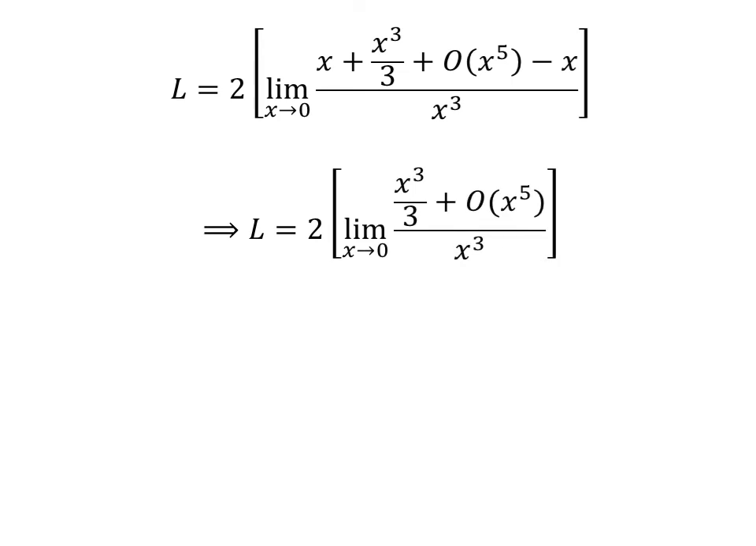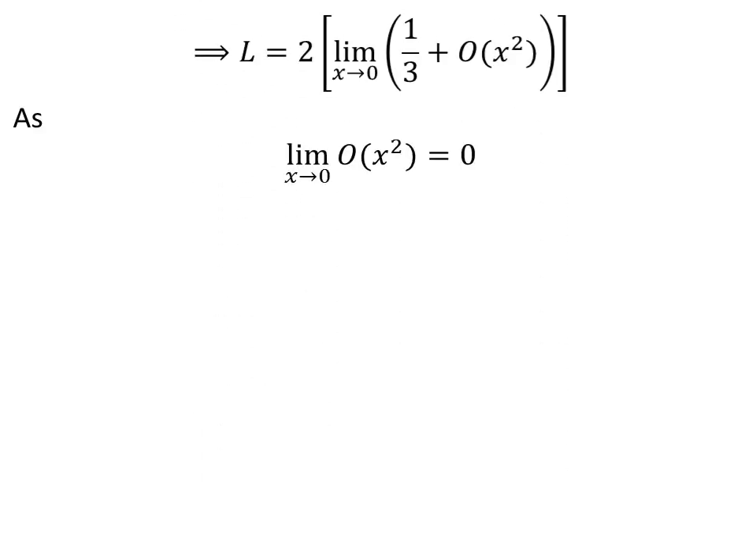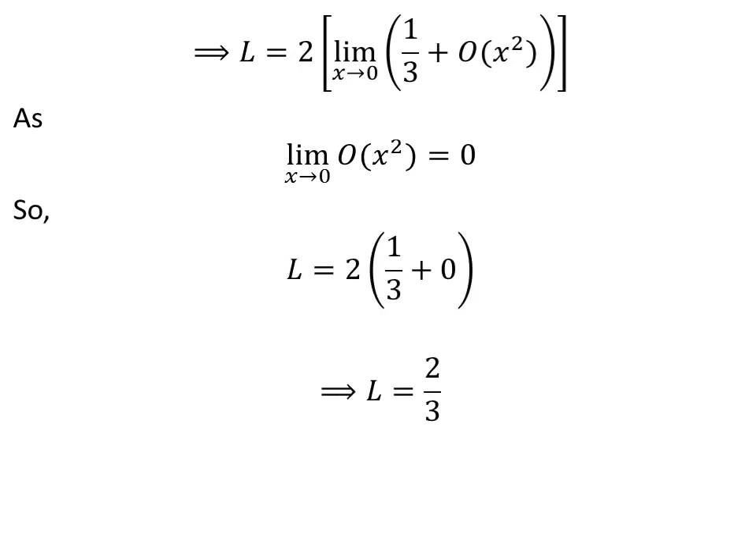Further simplification gives us L is equal to 2 times limit of cube of x upon 3 plus remainder function of x raised to the power of 5 upon cube of x as x approaches 0. Cancelling out the common factor cube of x in the numerator and the denominator gives us L is equal to 2 times limit of 1 upon 3 plus remainder function of cube of x as x approaches 0. As limit of remainder function of cube of x as x approaches 0 is equal to 0, L is equal to 2 upon 3.